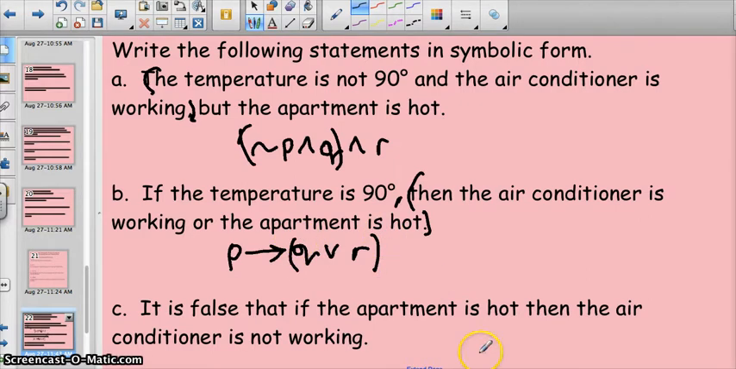Last one. It is false that if the apartment is hot, then the air conditioner is not working. It is false, once again, is a negation with parentheses around an entire statement. Now let's figure out what the entire statement is. The apartment is hot is R. If, then, is the conditional. Just a one-arrowed line. Finally, the air conditioner is not working. Well, the air conditioner is working is Q, so the air conditioner is not working is the negation of Q. Pretty easy stuff. A little more complex, but I don't think it's terrible, guys.